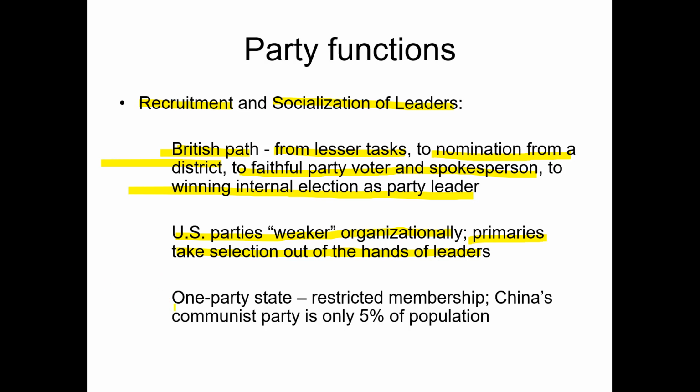In a one-party state, such as China, there is restricted membership in that party. China's Communist Party entails only about 5% of the total population. So it's kind of an elite group, and there is an accumulation of wealth in that Communist Party now that it has engaged in global capitalism. And their meetings are rather secretive as to how they get things done and who they determine the party leaders are going to be.